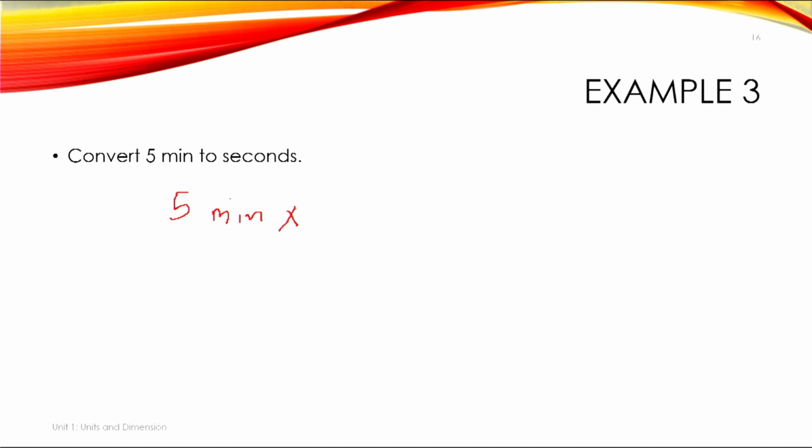Since we are converting from minutes to seconds, we need to look for a conversion factor that can eliminate the minutes and give us seconds. So if we have a conversion factor like so, 60 seconds divided by 1 minute, that is a conversion factor. This eliminates the minutes to give us our seconds, and 5 multiplied by 60 gives us 300 seconds.